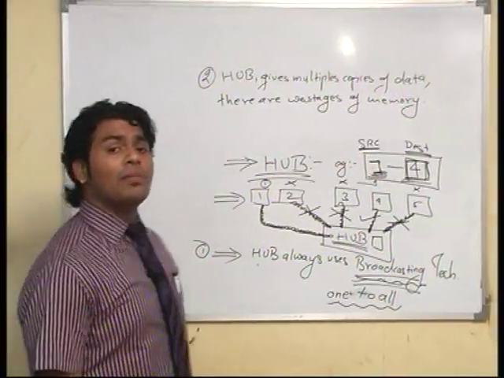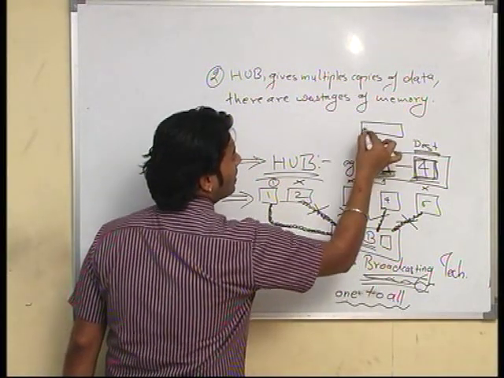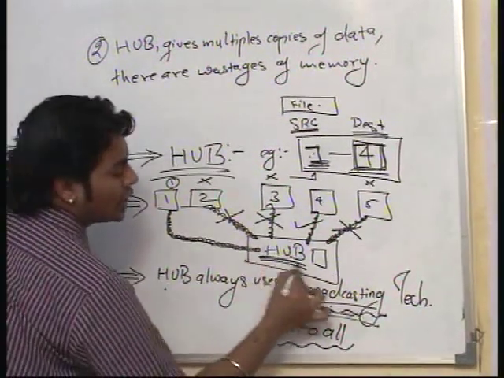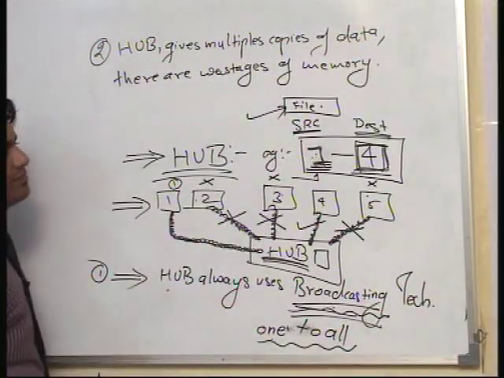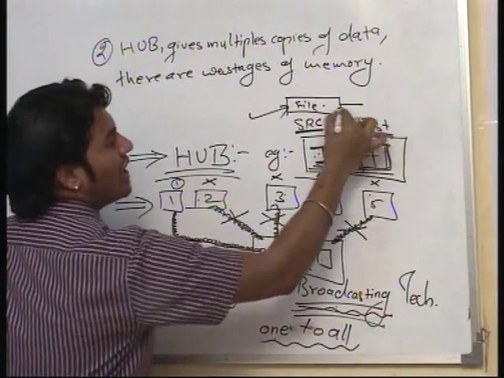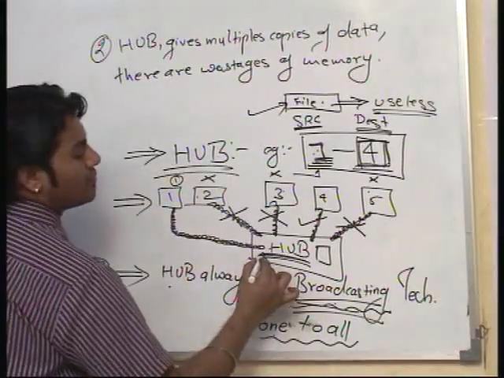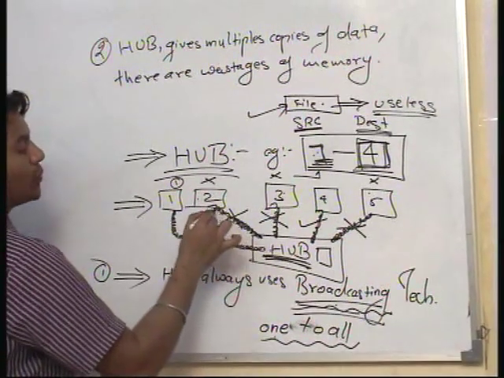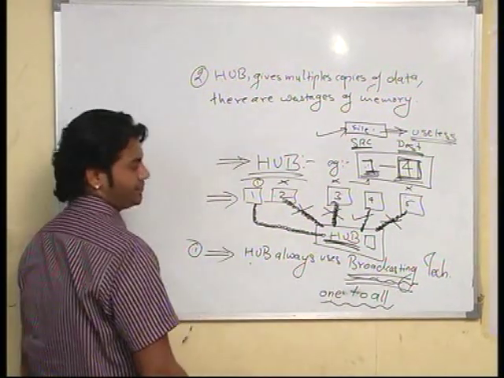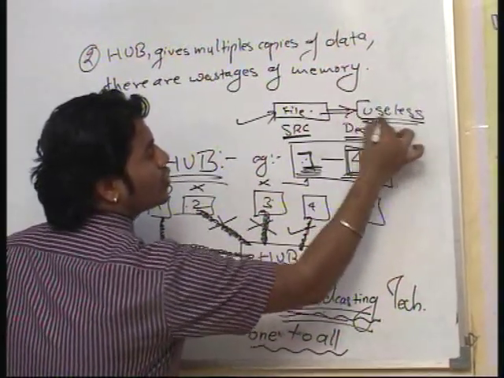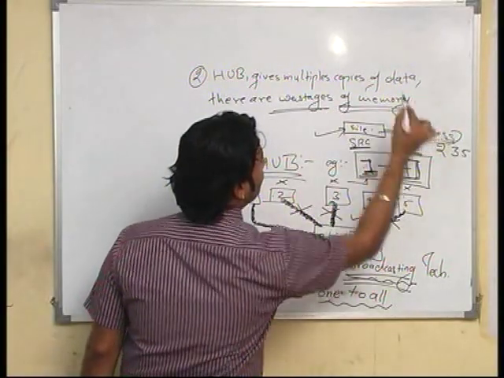Let's have a look at how memory is going to be wasted. For example, PC number 1 has sent one file to the respective hub. Now PC number 2, PC number 3 and PC number 5 already have that same file. Means for PC number 2, 3 and 5, this file is a useless file, or I can say a wastage file. Then also, because of the hub, the file is delivered to PC number 2, and the same file is delivered to PC number 3 as well as PC number 5. So that file is useless for 2, 3 and 5. In this manner, there is a wastage of memory.